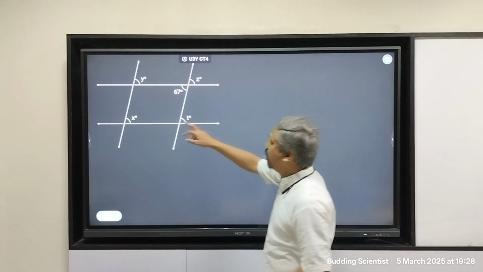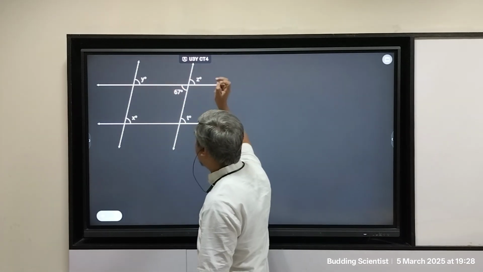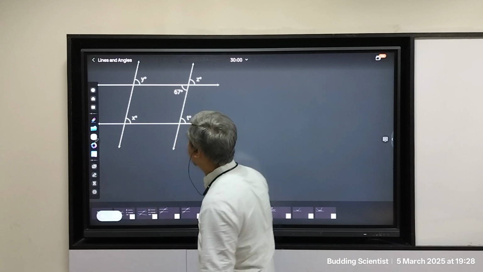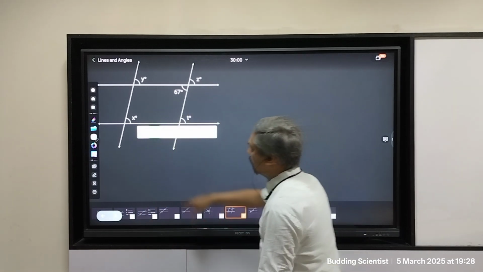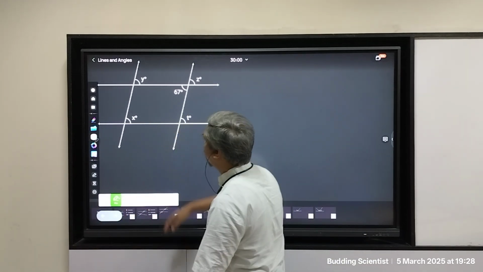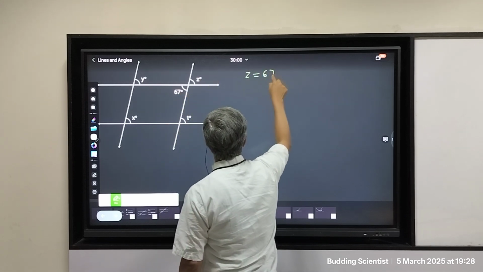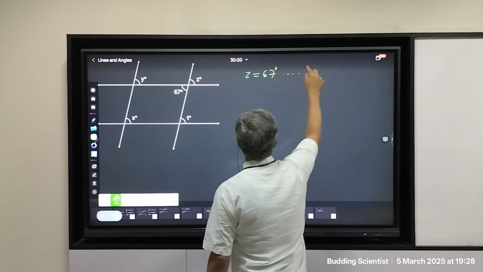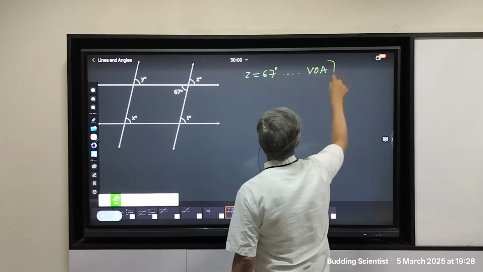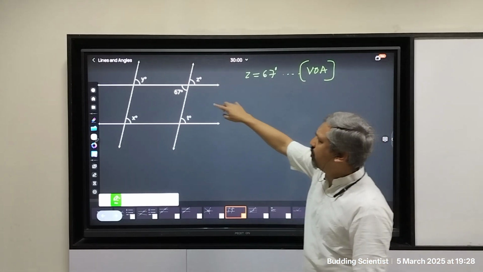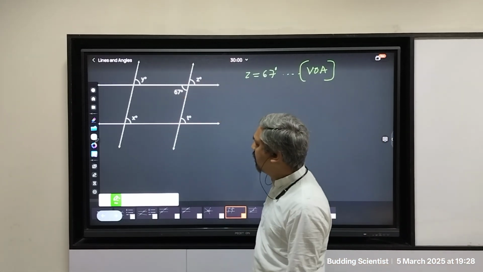Now we want to find out the value of x, y, z and t. If this is 67 degrees, z will be 67 degrees because they are vertically opposite angles. So z is equal to 67.